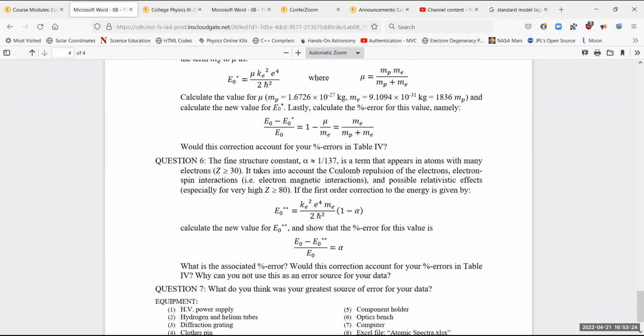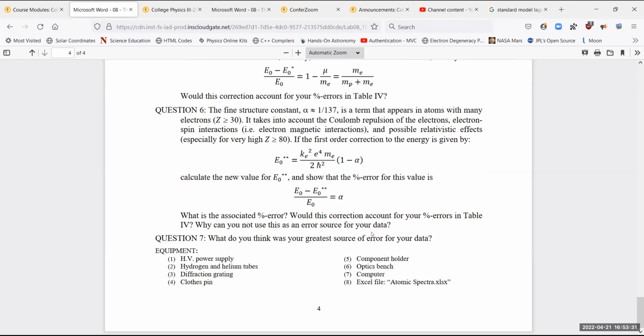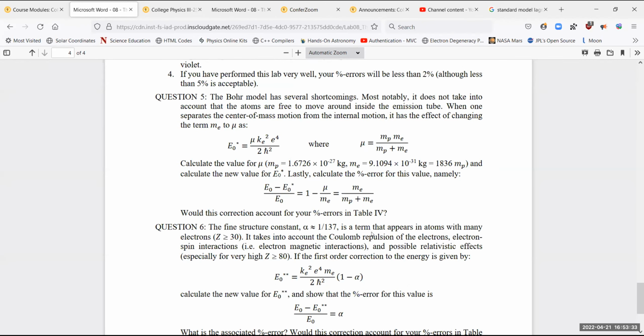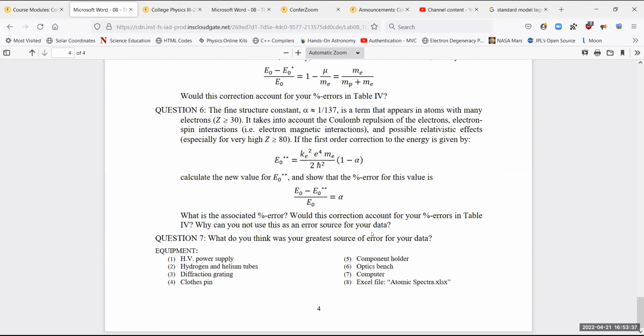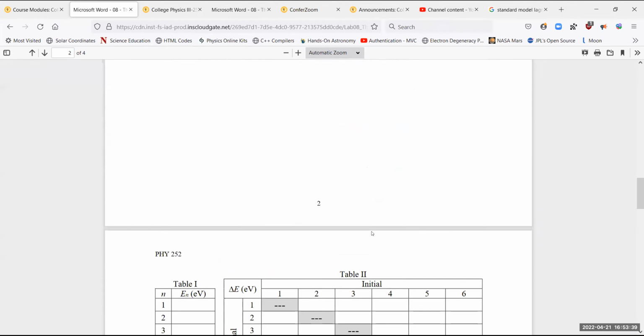So at the end of the day, you're supposed to find how much the errors are, okay? So questions 5 and 6 should be easy enough. If you guys have difficulty with them, please let me know, okay? So this is the entire lab. It's not really that hard.